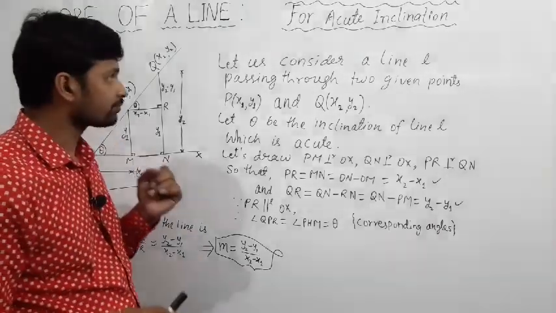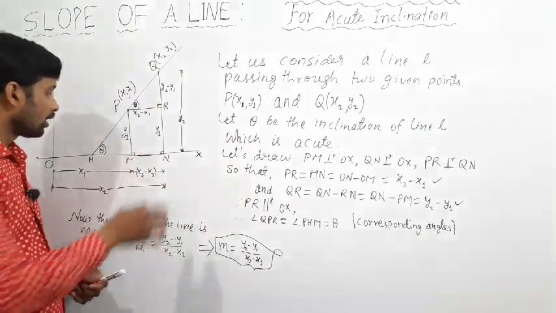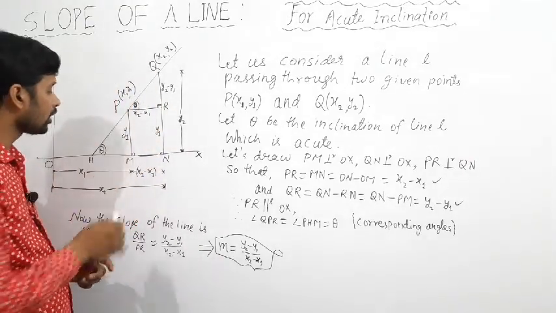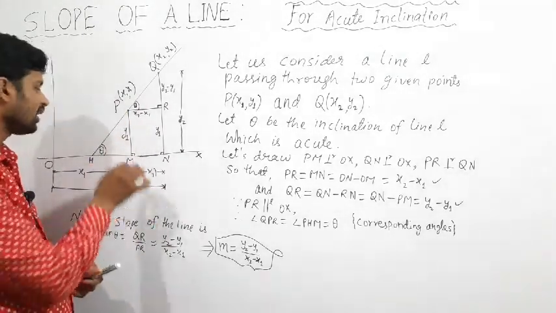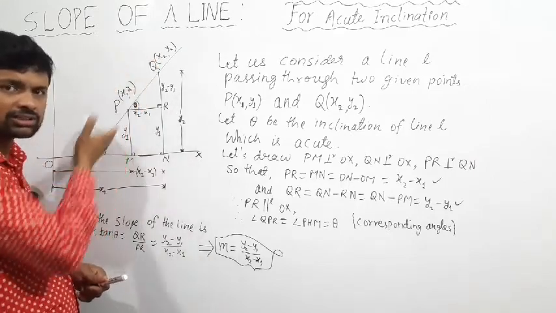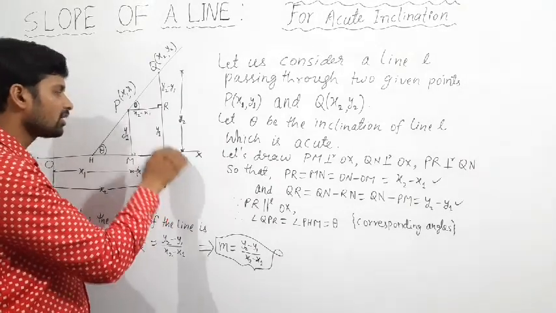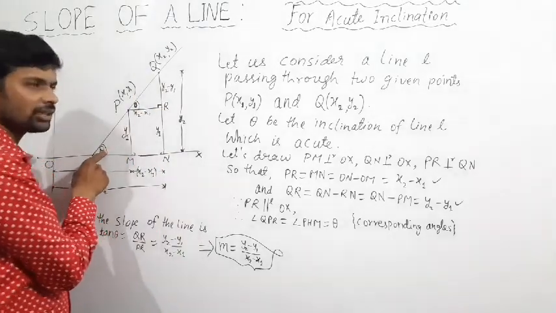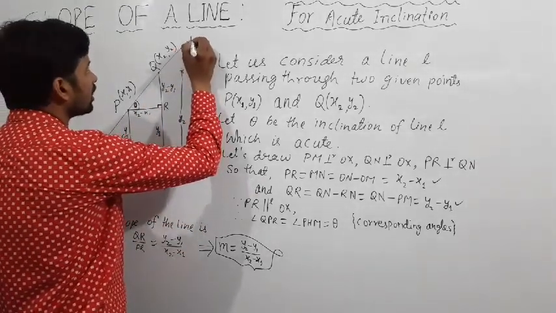Now how can we find the slope of the line? Let's discuss it. We have a right angled triangle PRQ or QRP. Take the inclination of the line as theta. Since PR is parallel to OX, by using the concept of corresponding angles, that corresponding angles are equal if two parallel lines are cut by a transversal, this angle is equal to this angle, which means angle QPR is equal to theta, if theta is the inclination of line L. Suppose the line is named L.